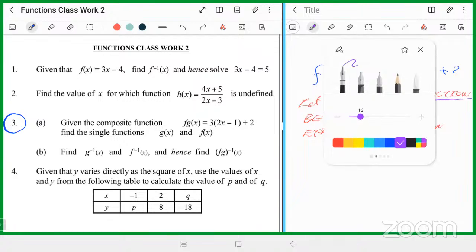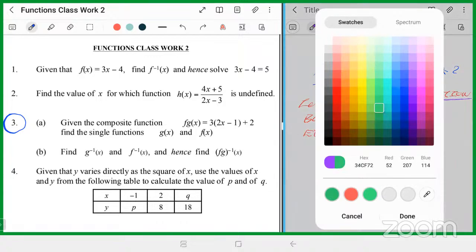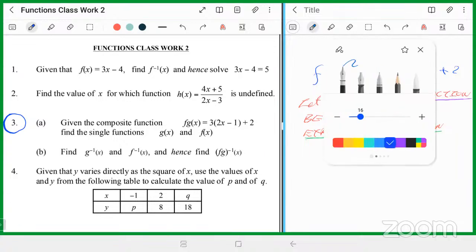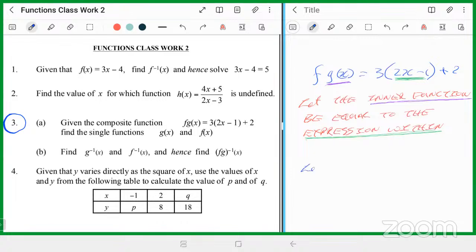Underline the expression within in a different color. Use the screen just to show it. The expression within this expression will have to be this one. It's clearly inside those brackets. That is what we would refer to as the expression within. I'm basically making this g of x equal to the expression within as a first step in splitting this composite function. Let g of x equal the expression within, which is 2x minus 1.